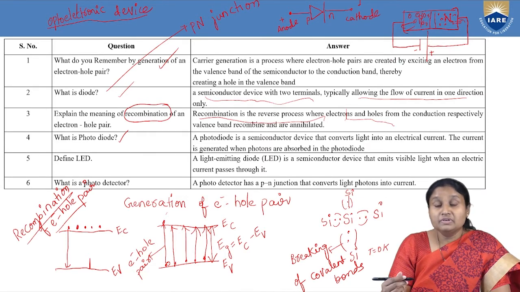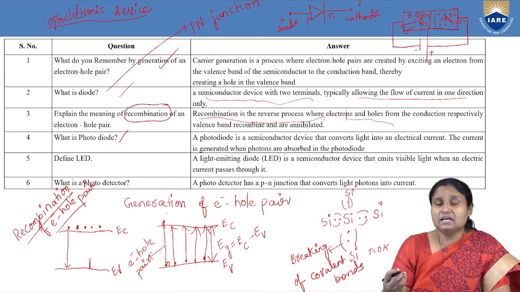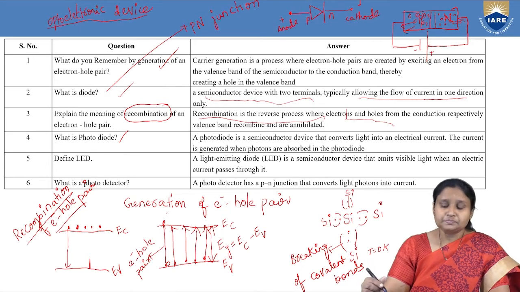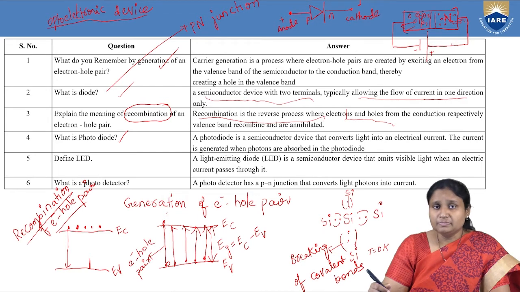Whenever we reverse bias a diode, it acts as an insulator. Of course, we say insulator, but there will be some small leakage current. That current is because of minority charge carriers. Generally we say that the current flowing in a reverse biased p-n junction is nil. But what we do in a photodiode: we know that when we reverse bias a p-n junction diode, the depletion layer increases.